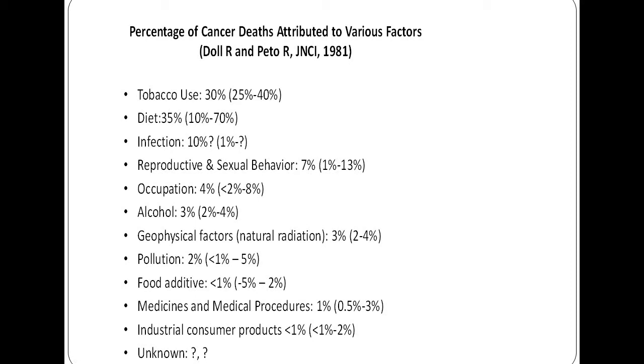These are the different factors you see in this slide, and they are known to cause cancer. The number outside the bracket is the incidence rate of cancer, and the number within the bracket is the death rate due to this cancer. Tobacco usage led to around 30% of cancer, and diet led to around 35% of cancer. Out of this 35, around 10 to 70% was the mortality rate. As you can see, there are many other factors as well, including pollution, food additives, and consumer products.